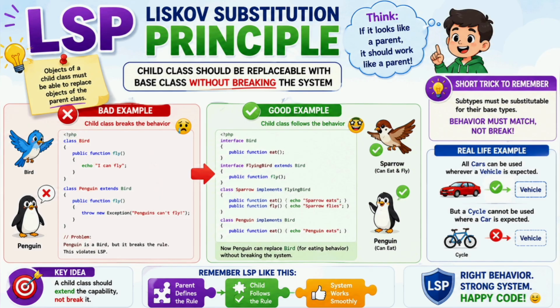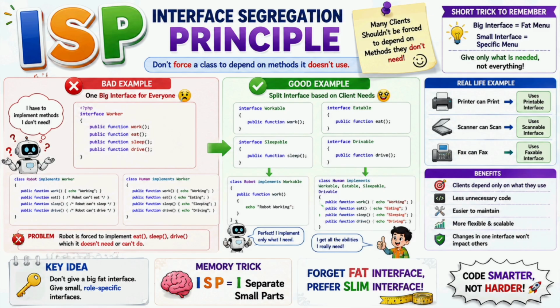Now I move to the fourth principle, that is Interface Segregation Principle. Don't force classes to implement methods they don't need. Bad example. What is the bad example? Suppose there is an interface Worker. Under the Worker interface, there are two methods, suppose work and eat. Two abstract methods, work and eat.